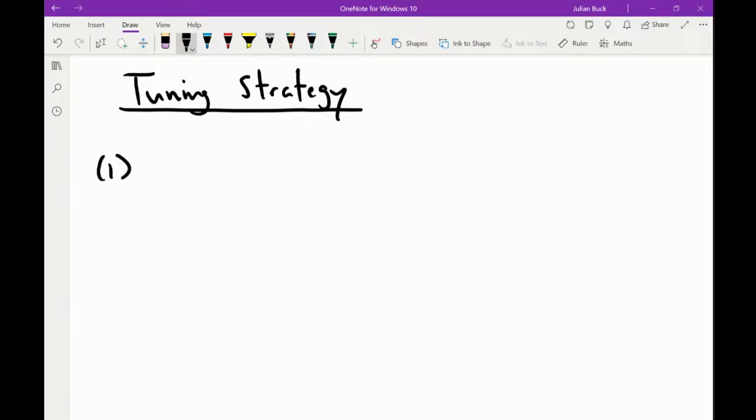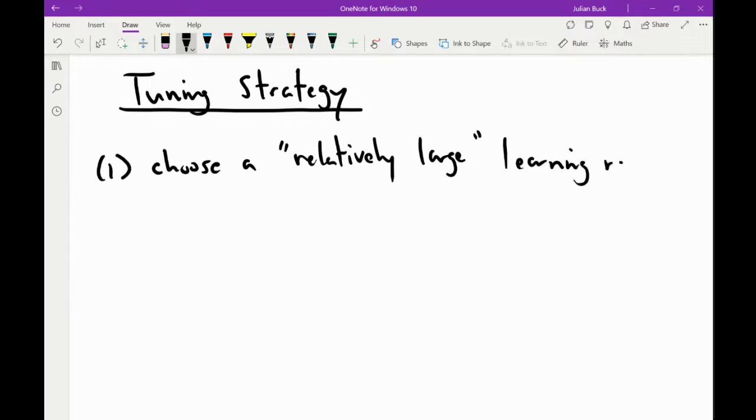Okay, so step number one is to choose what we might call a relatively large learning rate. What does relatively large mean in this context? Something in the range of 0.05 to 0.2. So you really see here that if that's what we call relatively large, learning rate values tend to be pretty on the small side of the parameter range. So we start by just picking the learning rate somewhere in there. 0.05 is a very common starting one.